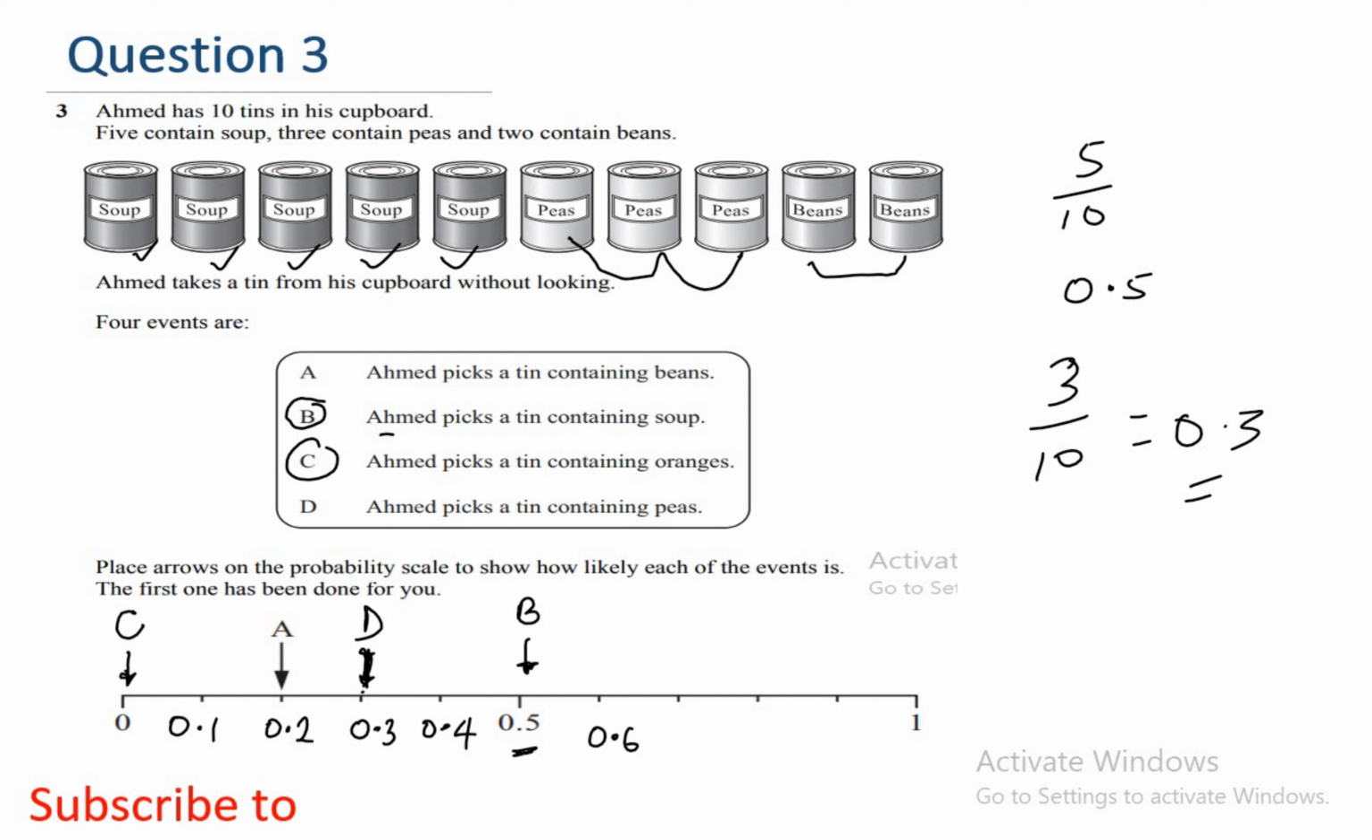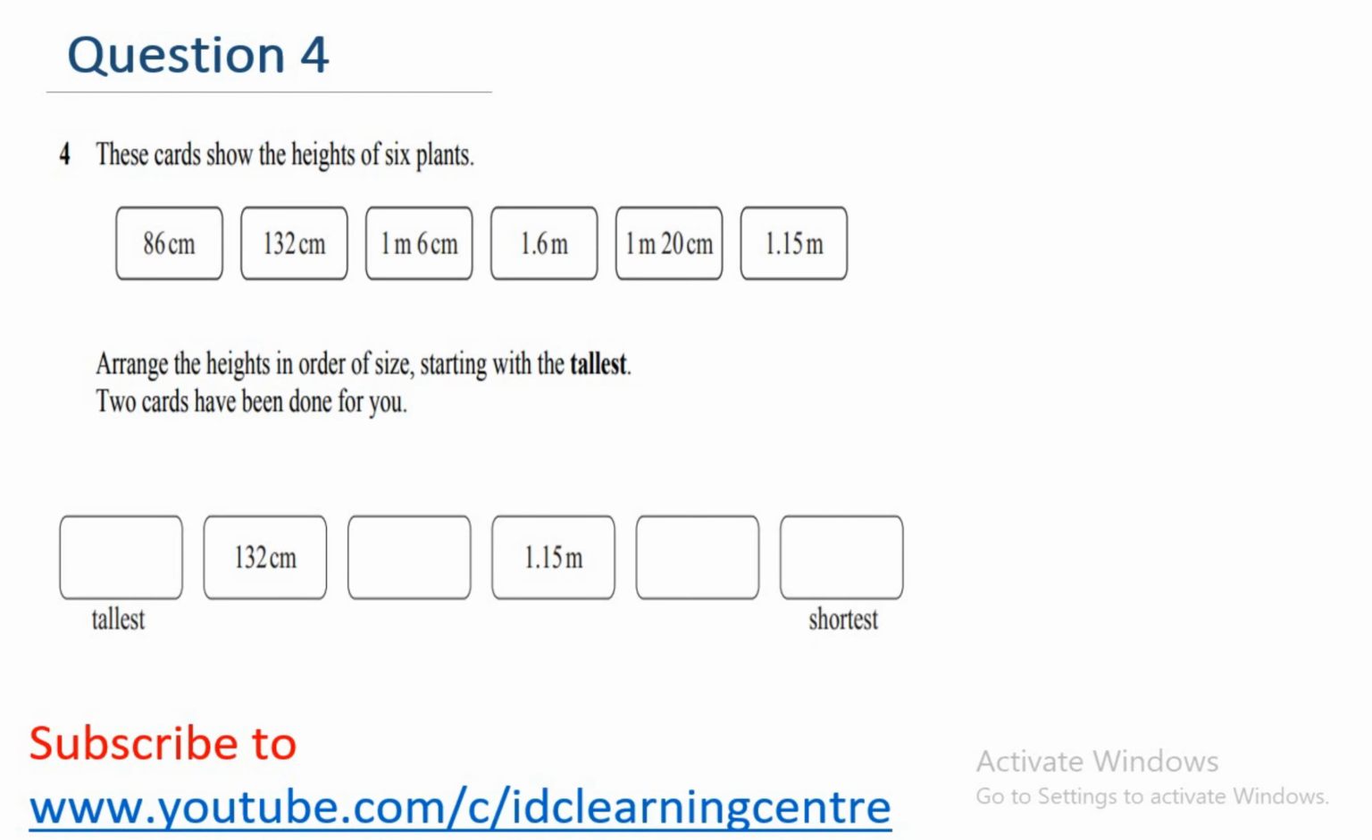Alright, now let's go to question 4. For question 4, these cards show the height of 6 plants. It's 6 centimeters, 132 centimeters, 1 meter 6 centimeters, 1.6 meters, 1 meter 20 centimeters, 1.15 meters. Arrange the height in order of size, starting with the tallest. 2 cards have been done for you.